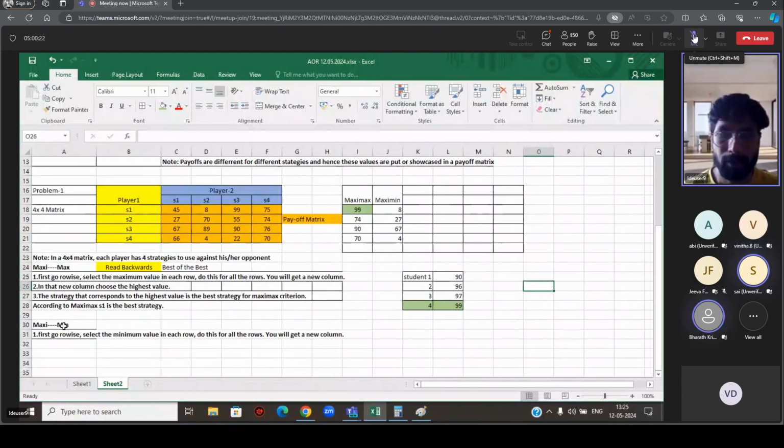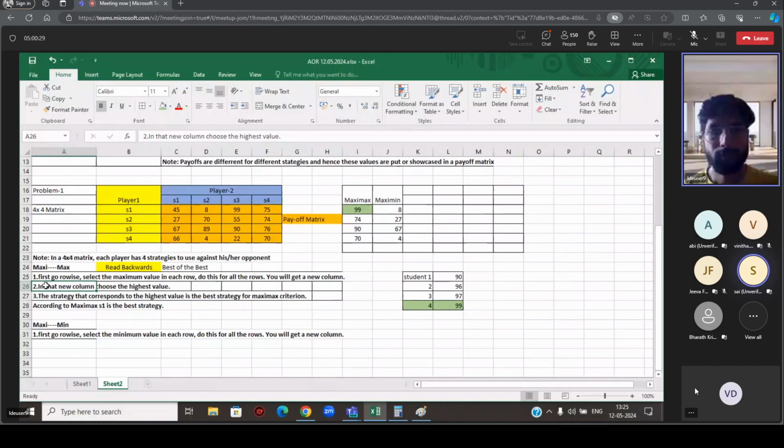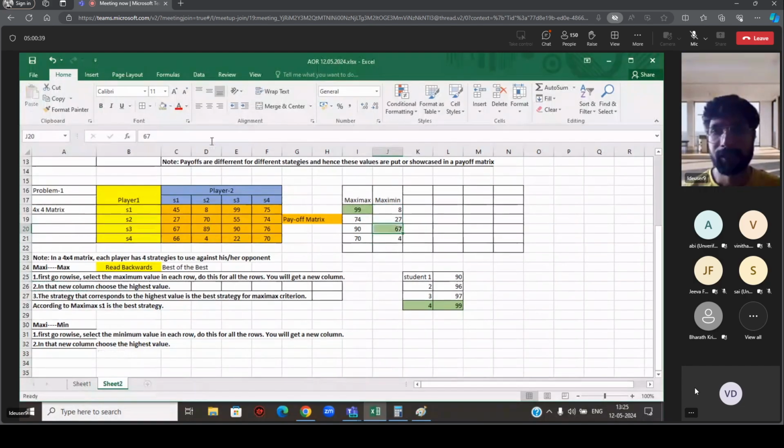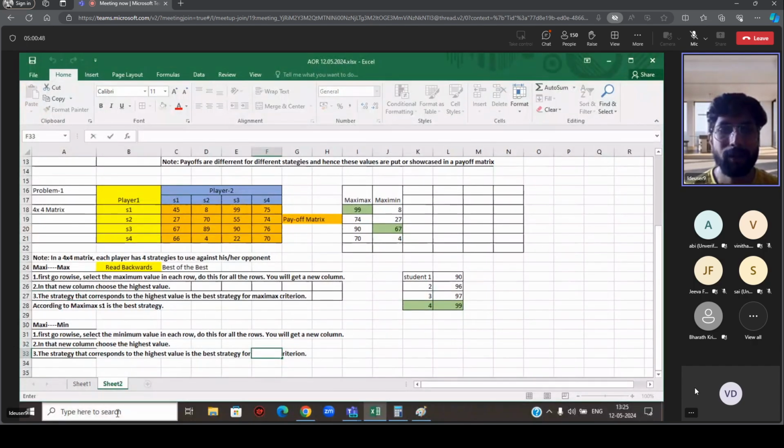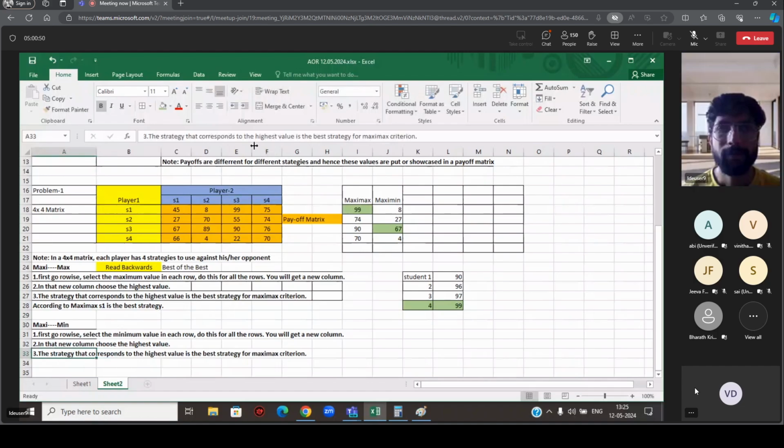So minimum is done. Then what you have to do? Select the maximum in that new column. That's the second step. In that column, choose the highest value. In this, which is the highest? 67. The strategy that corresponds to the highest value is the best strategy for the maximin criterion.